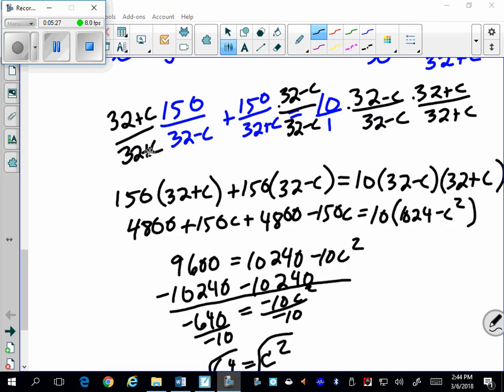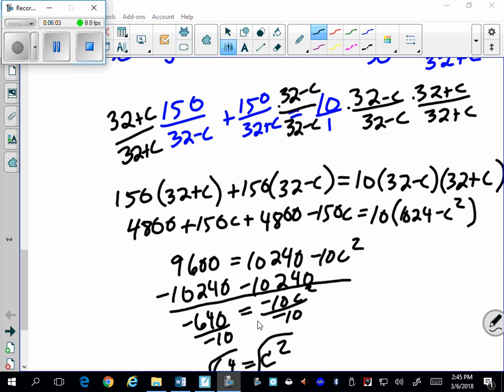Okay, so I did the math here. I'm going to explain it quickly. I had all like denominators, so I just dropped the denominators and solved the numerator. I distributed the 150 on both, and multiplied 32 minus c times 32 plus c to get 1024 minus c squared. Like terms, 4800 goes to 9600, and 150c minus 150c cancel. I distribute the 10 and subtract 10,240 over on the left side.